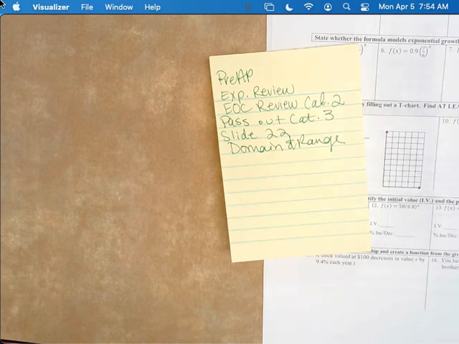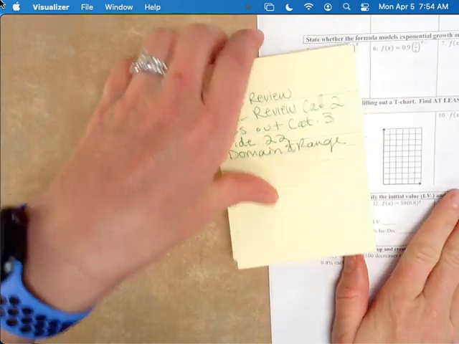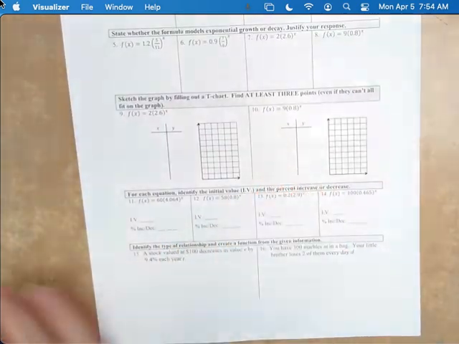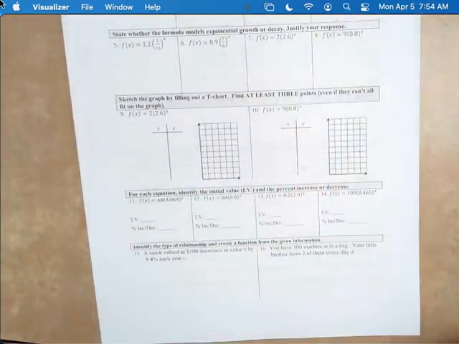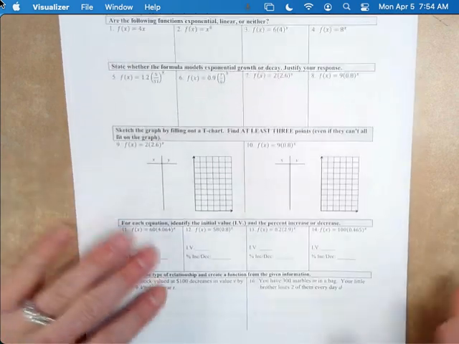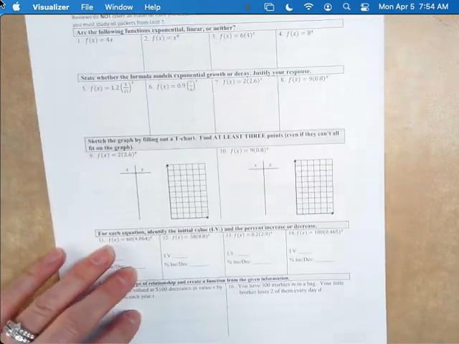This will finish out the exponential functions unit, and then we will move on to quadratic functions, which is the last type of function in Algebra 1. So let's first look at this review here. What questions do y'all have? Raise your hand if you want me to go over any of them.